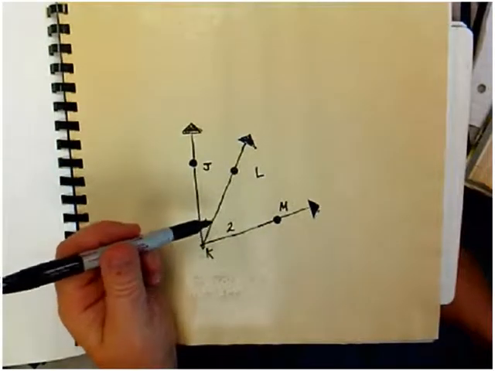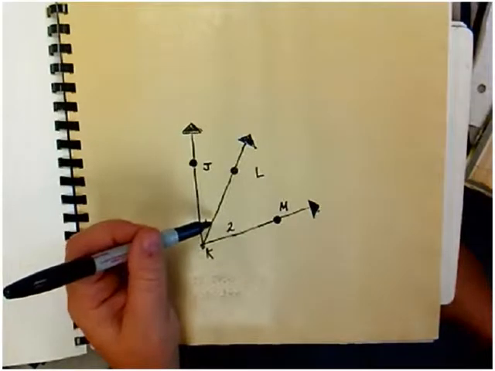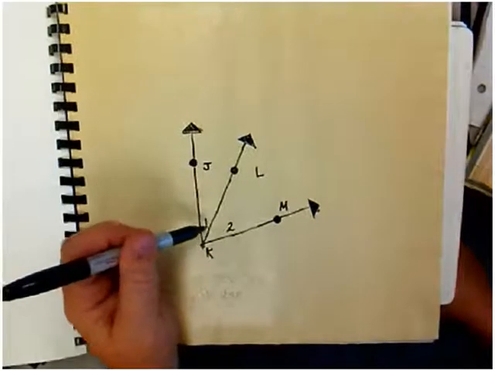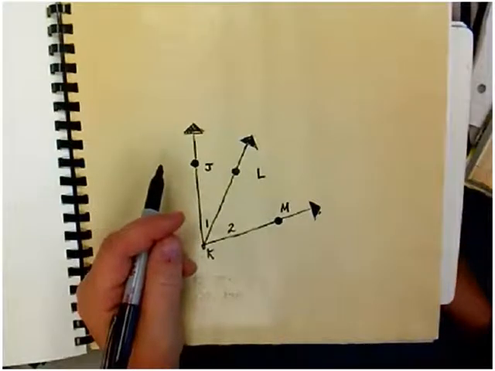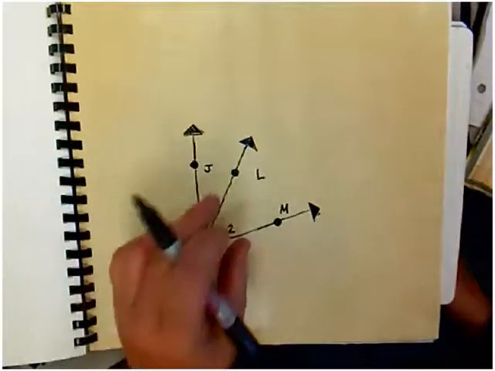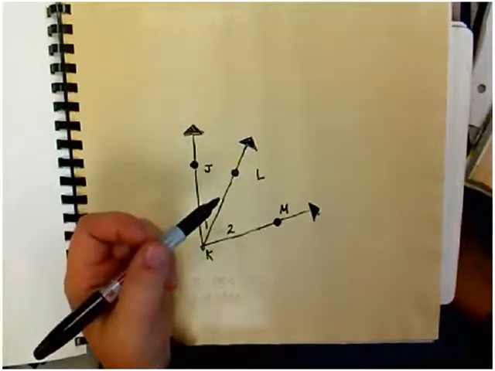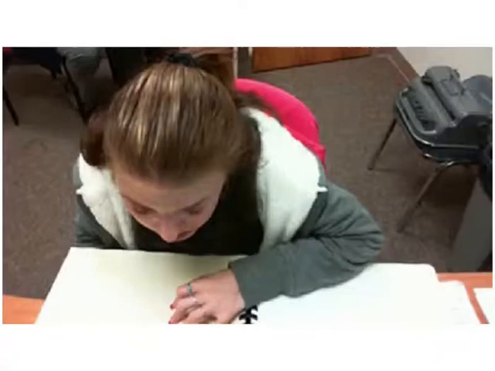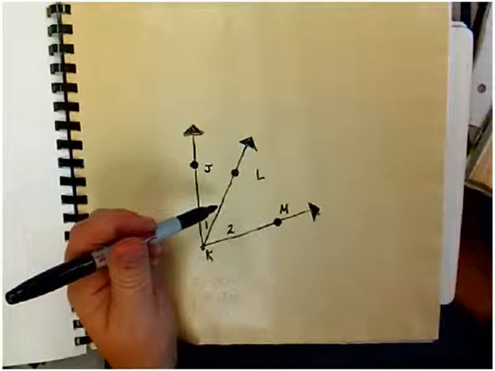So we have to find the measure of angle 2 if the measure of angle 1 is 28 and the whole angle JKM is 74. What do we have to do to find the measure of angle 2? Subtract. We're using what postulate to do that? What theorem? What postulate? Subtraction. Well, almost. The angle addition postulate. Remember?